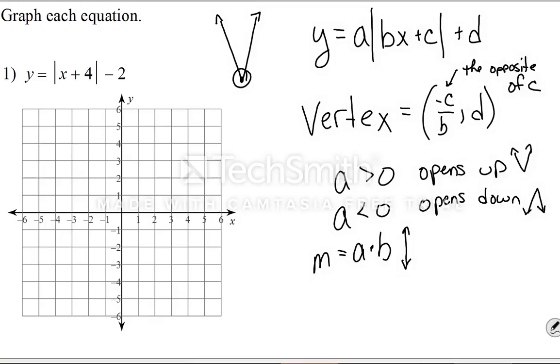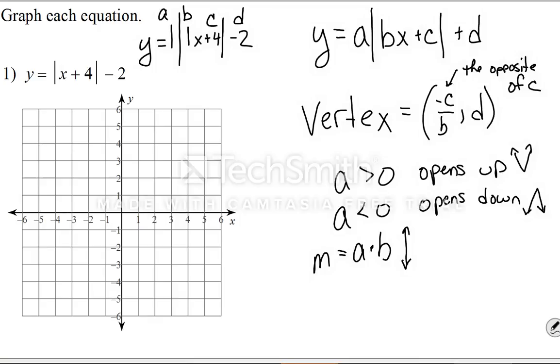So let's do this particular problem here. I'm going to write it like the general form so I can see the similarities. So this is y is equal to 1 absolute value of 1x plus 4 minus 2. So this is a, that's b, that's c, and that is d. Okay, vertex. Negative c, the opposite of c, negative 4. Divide by b, which is 1, comma, negative 2, which is our d. So our vertex is negative 4, negative 2.